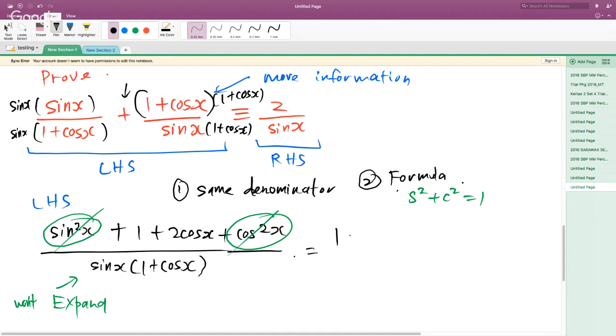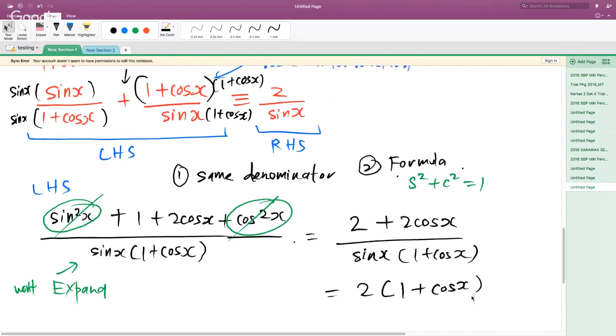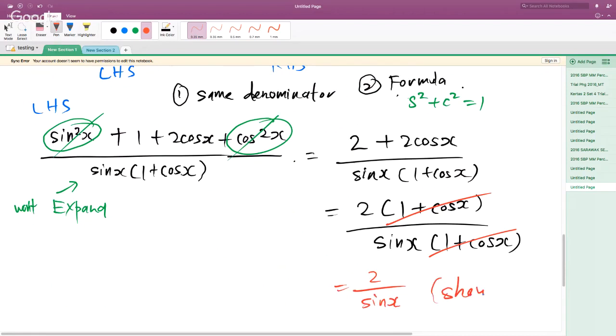So I get 1 plus 1 plus 2 cos x over sine x and 1 plus cos x. And you should know 1 plus 1 is equals to 2. So I will plus 2. And then I will factorize out the 2. I get 1 plus cos x. And then if you see carefully, you know that you can simplify the 1 plus cos x, isn't it? So what I will do here, I will simplify 1 plus cos x, and then I will get 2 over sine x. And then I will say short.